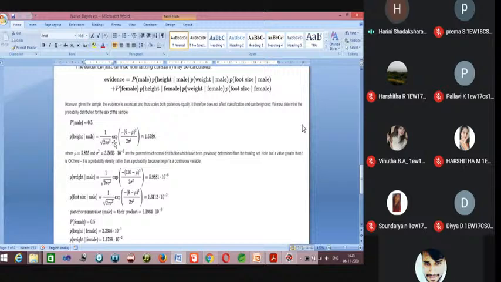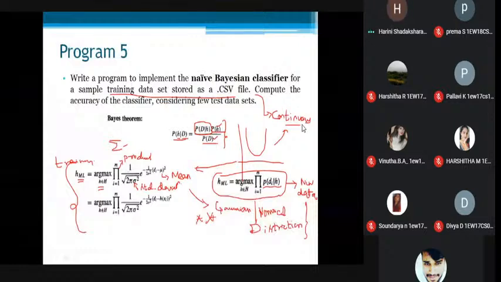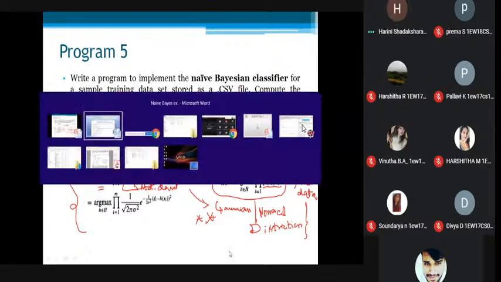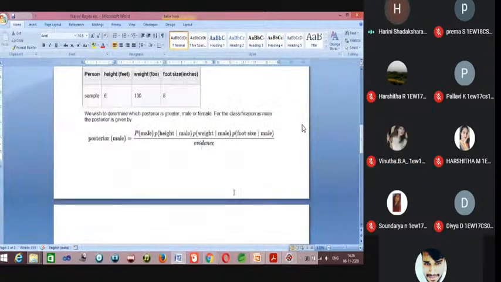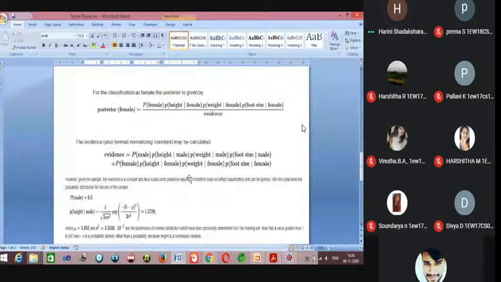So here is where I have applied the formula that I showed you in the slide. With this formula, I am finding out this part: 1 over the square root of 2 pi times the standard deviation squared, which is nothing but the variance, times e to the power of minus 1 over 2 variance times (di minus mu) whole squared. Okay, so di represents your new data sample. For height it will be 6, for weight it will be 130, for foot size it will be 8.